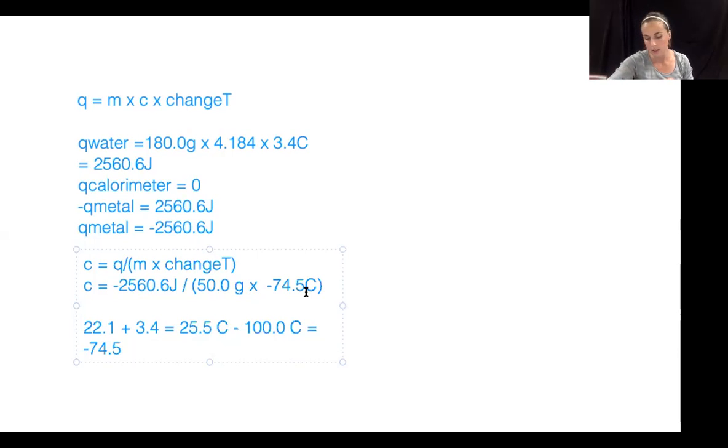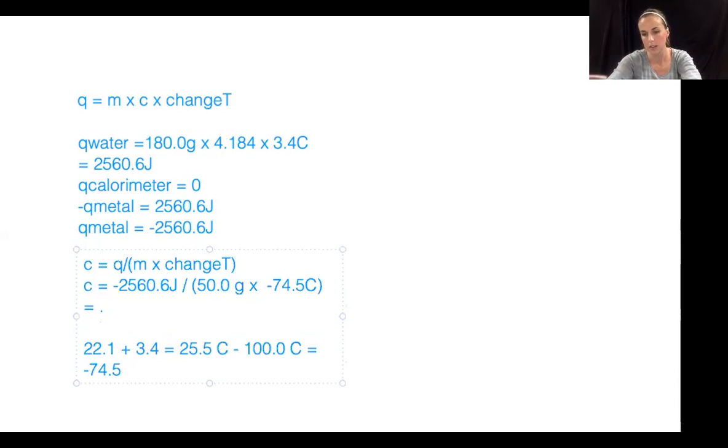And I got 0.6874. And the units for C would be joules over grams times degrees Celsius. And for significant figures, we need 3, so I'm going to round this to 0.687.